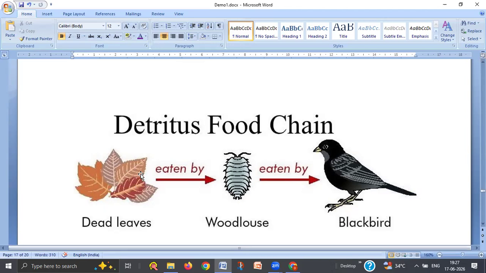What does saprophytic mean? The organisms which depend on dead organic matter. So it is called either the detritus food chain or the saprophytic food chain. It is started by dead organic matter, usually dead leaves, decomposed leaves. These are eaten by insects like woodlouse, and they are finally eaten by birds on the trees. So this chain is called a detritus food chain or saprophytic food chain.